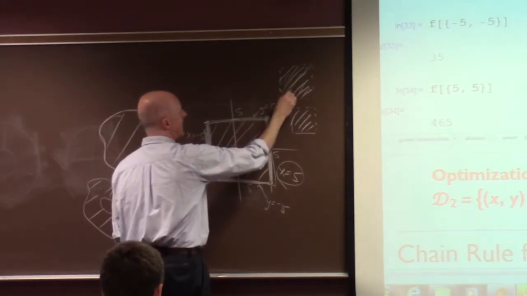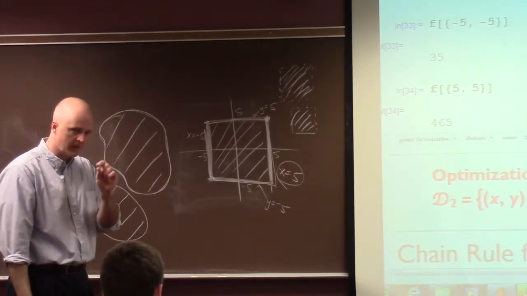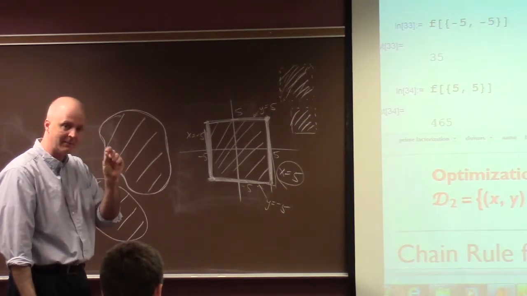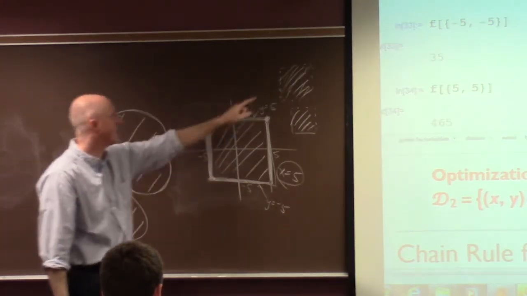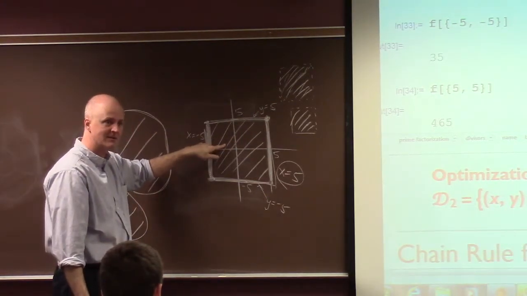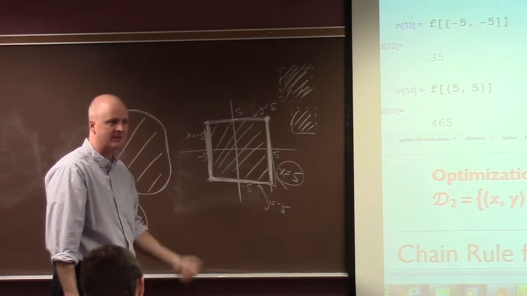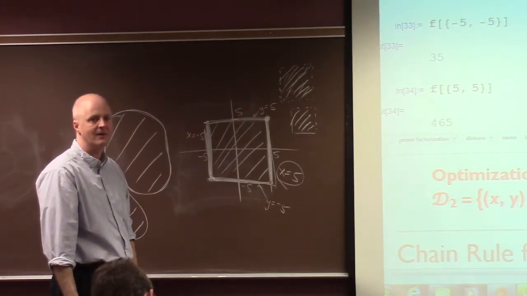Likewise, you'll never attain 35 for an output of the function. It can get arbitrarily close to 35 and 465, but it never actually reaches it on this domain. But it does on this domain. So it's a subtle thing, but technically speaking, as the theorem stated, it is necessary.